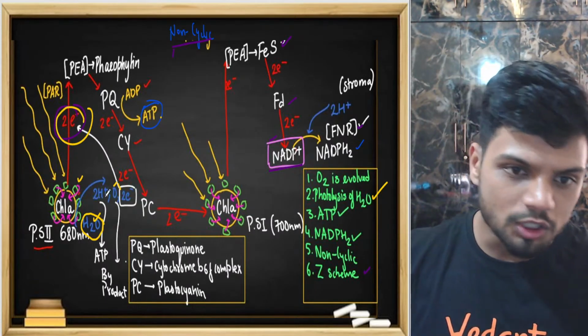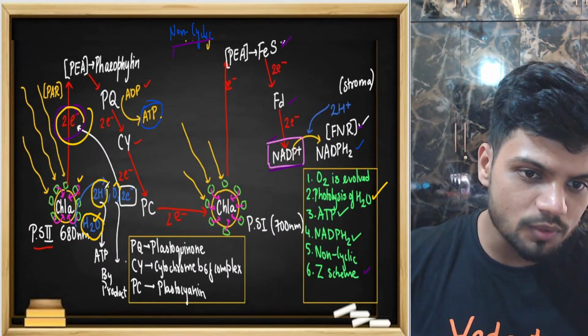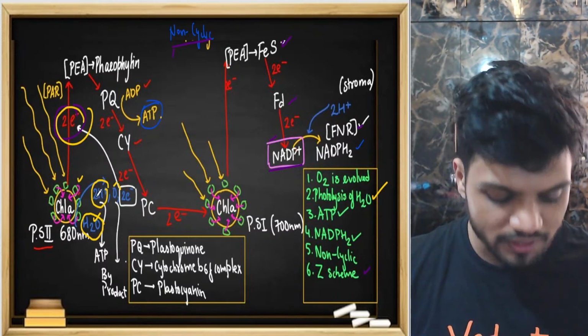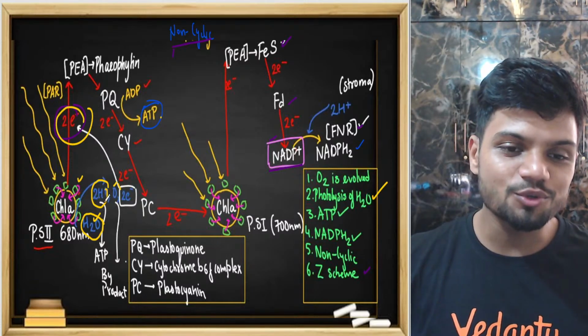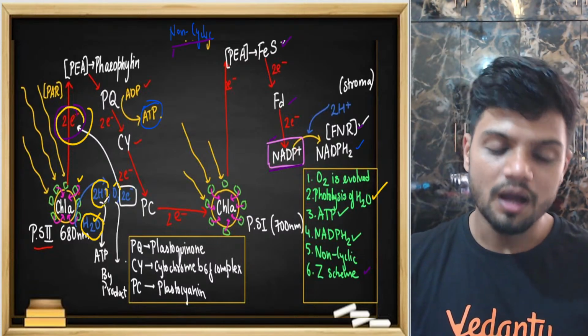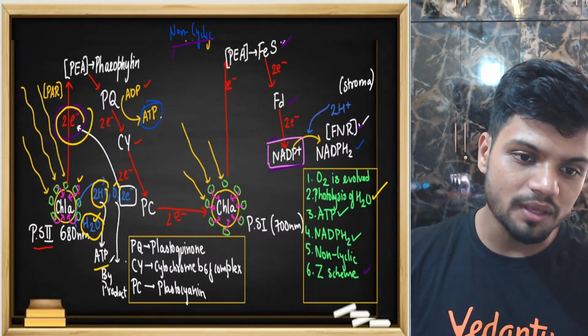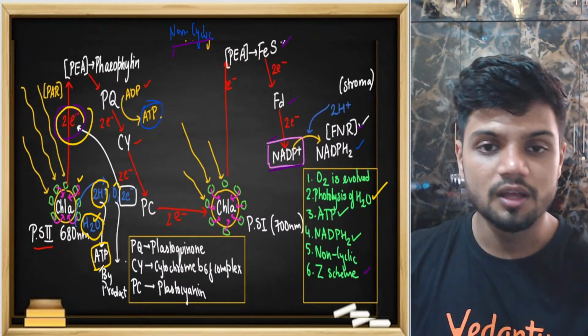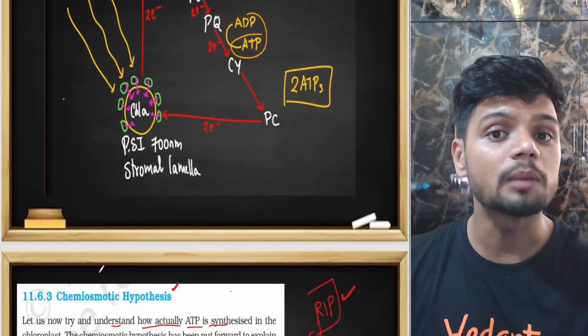But what was the fate of this 2H plus? What was the source of this 2H plus? Where was it going? I told you here it is used for making ATP. Back then, I told you how to make ATP. All of you believed me? Yes sir. Now I will show you how it is actually helping in making ATP.